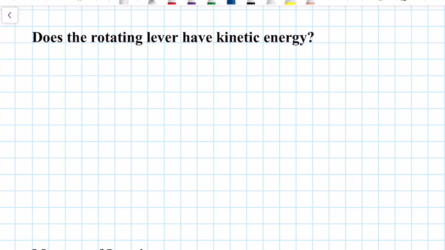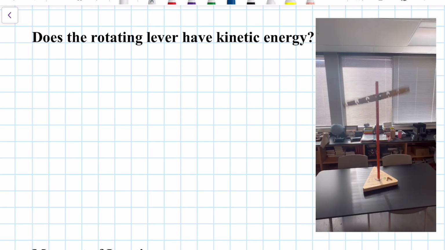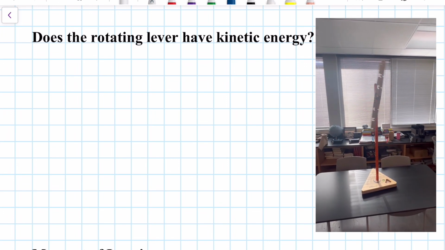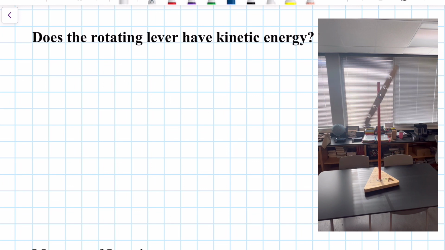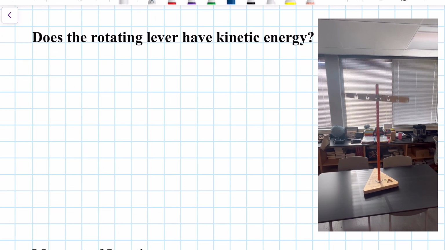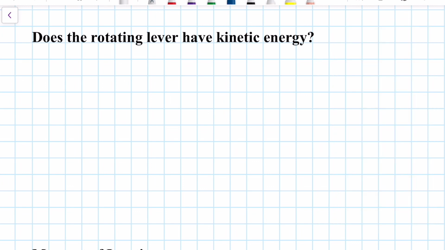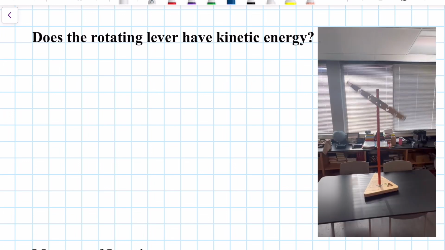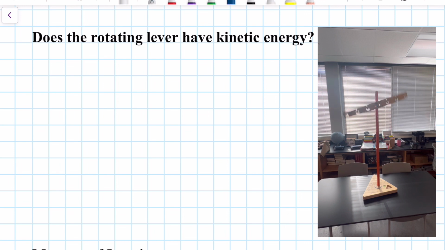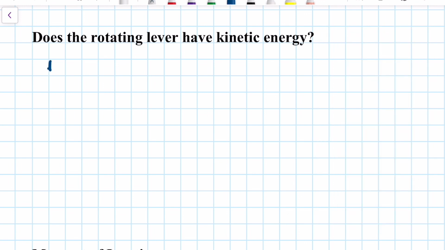Think about the displacement of the lever, okay? Not how many degrees, not the rate at which it's completing a full rotation. I want you to think about the linear displacement. Well, in this case, it's not moving anywhere, so the linear displacement would be 0 meters.